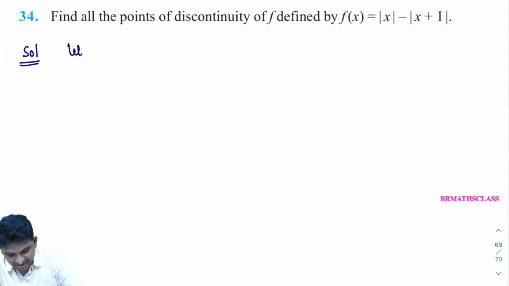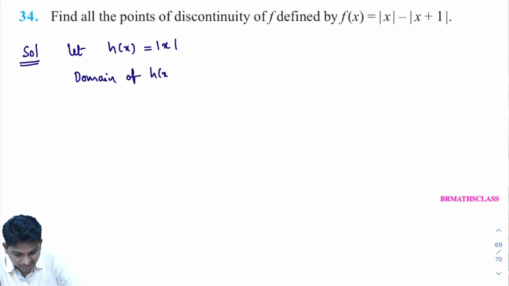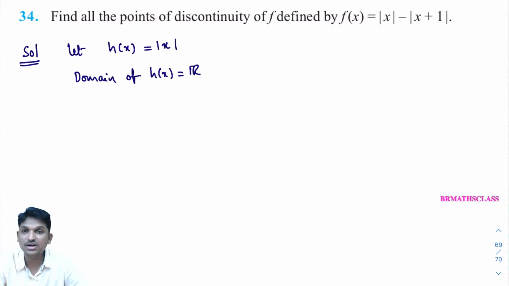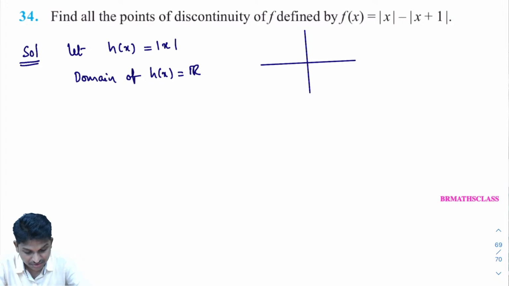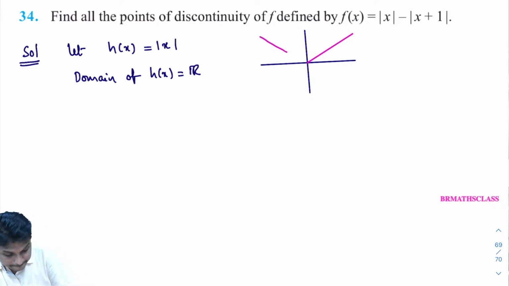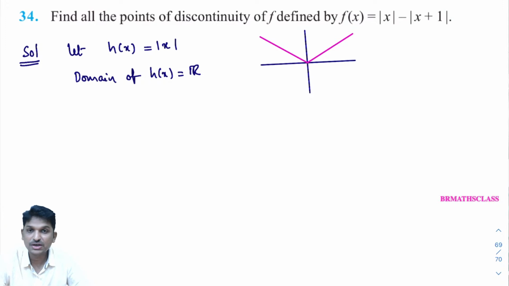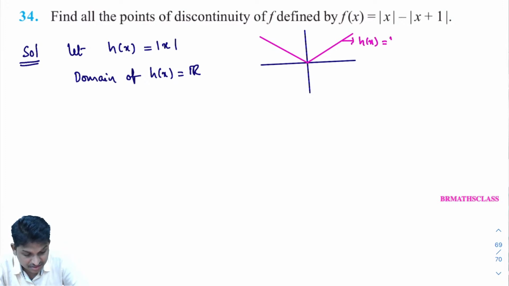So first thing, let h of x equal to mod x. Okay, what is the domain of mod x? The domain of h of x, the domain of the modulus function, is all real numbers. Okay, now I'll draw the graph of this modulus function. You know, it will be a victory symbol. The modulus function graph will come like this. You observe the graph of the modulus function. I'll name this function here h of x equal to mod x.